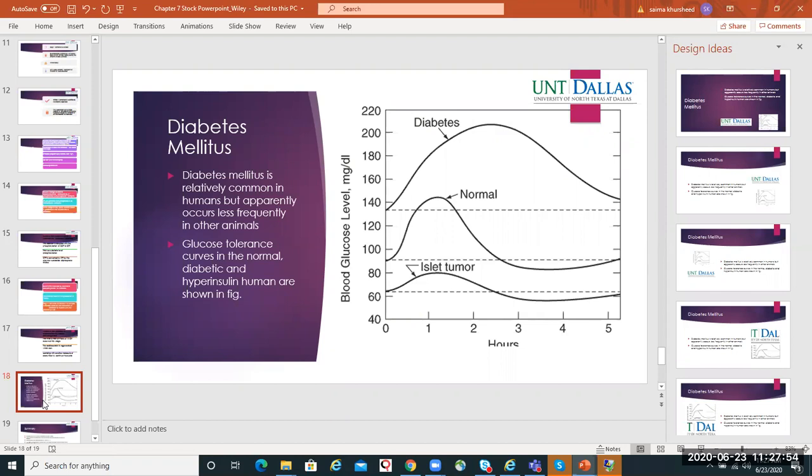The common metabolic defect in each of these forms is that there is improper production or utilization of the hormone insulin. You all might know that insulin is secreted by the pancreas. So the improper production and utilization of the hormone insulin secreted by the pancreas actually leads to these three types of diabetes.